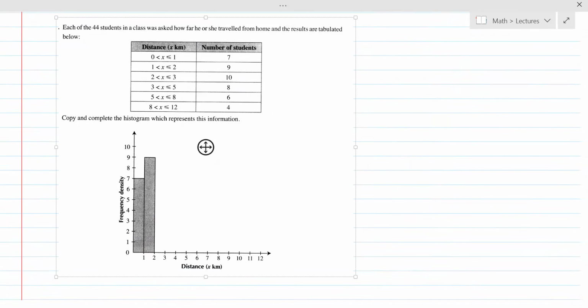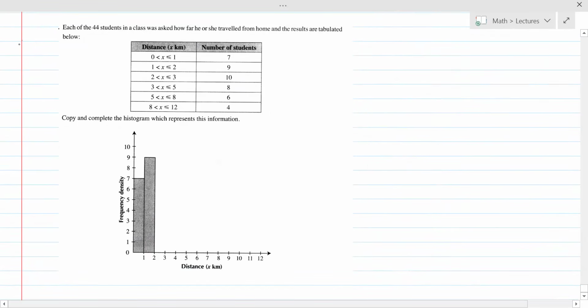In this example, what we can see is we always look for the class width first. Looking at the class width here, for the first class, the class width is 1 minus 0, which is a 1. Second class, 2 minus 1, it's a 1. 3 minus 2, it's a 1. 5 minus 3, a 2 now. And 8 minus 5, it's a 3. 12 minus 8, it's a 4. So we have a varying class width here. So this is the case where we have the variable class width.